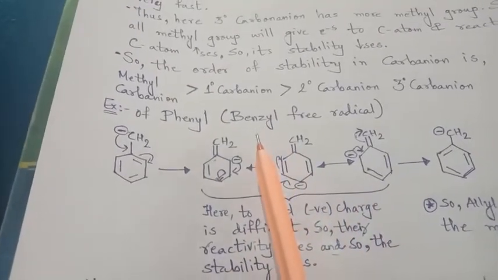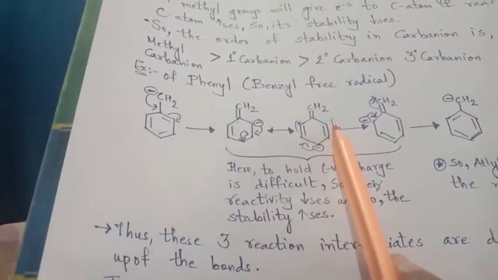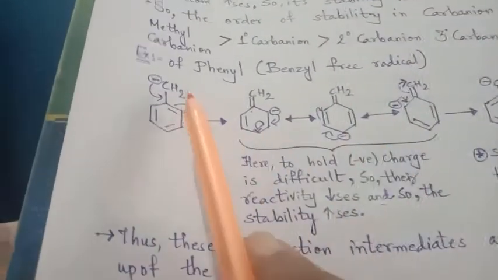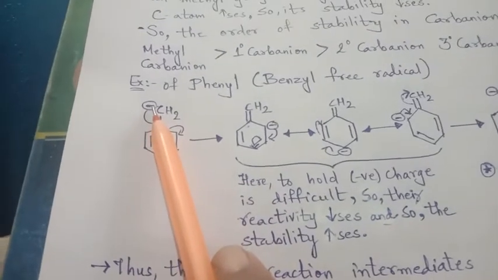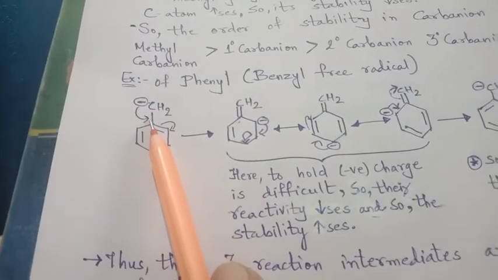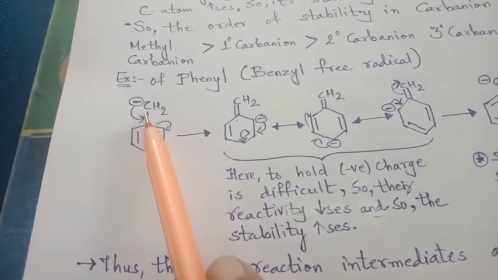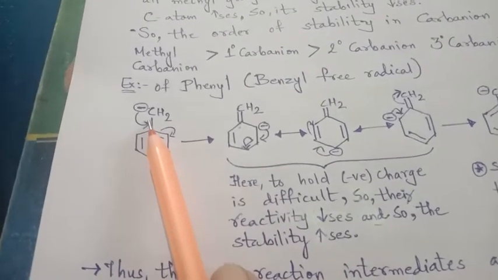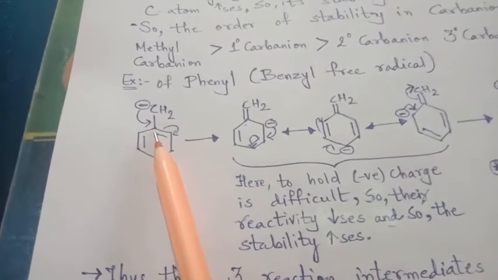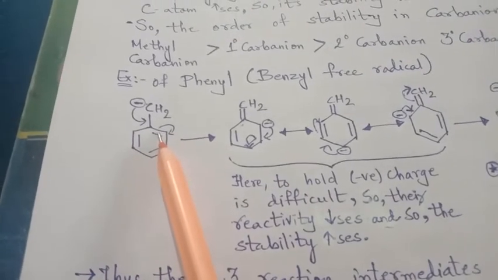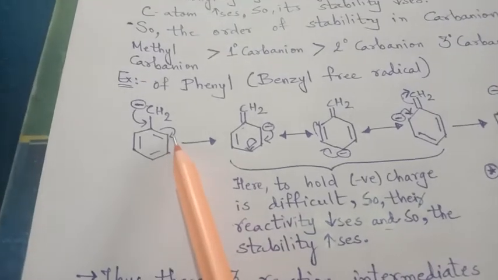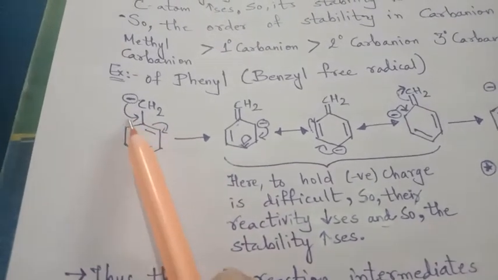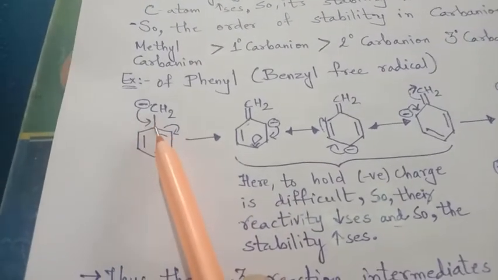Now here is an example of phenyl, that is the benzyl carbanion. Here see the CH2 group with a negative charge. This negative electron pair is given here. So what will happen? It will acquire 2 bonds over here. At the same time, simultaneously, this bond will give its electron pair and it will acquire the negative charge here, and the shifting of bonds starts here. Here a double bond, here no bond.